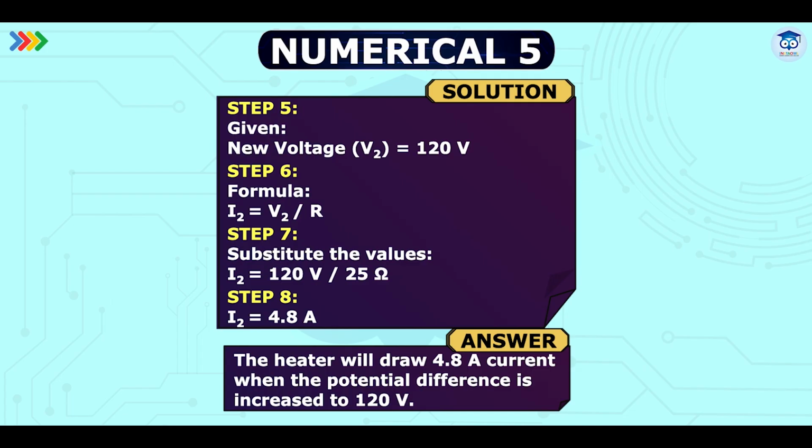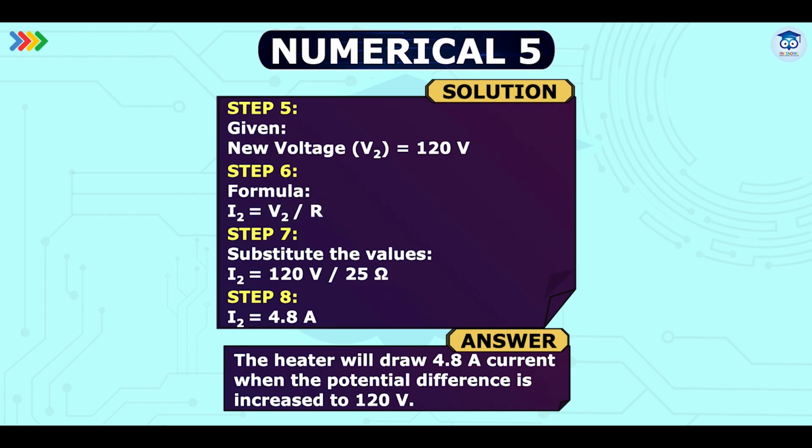Now we proceed to the second part of the problem, where the potential difference is increased. In step 5, we identify the new value of voltage, which is 120 volts. In step 6, we again apply Ohm's law, this time to calculate the new current. The formula is current equals voltage divided by resistance.